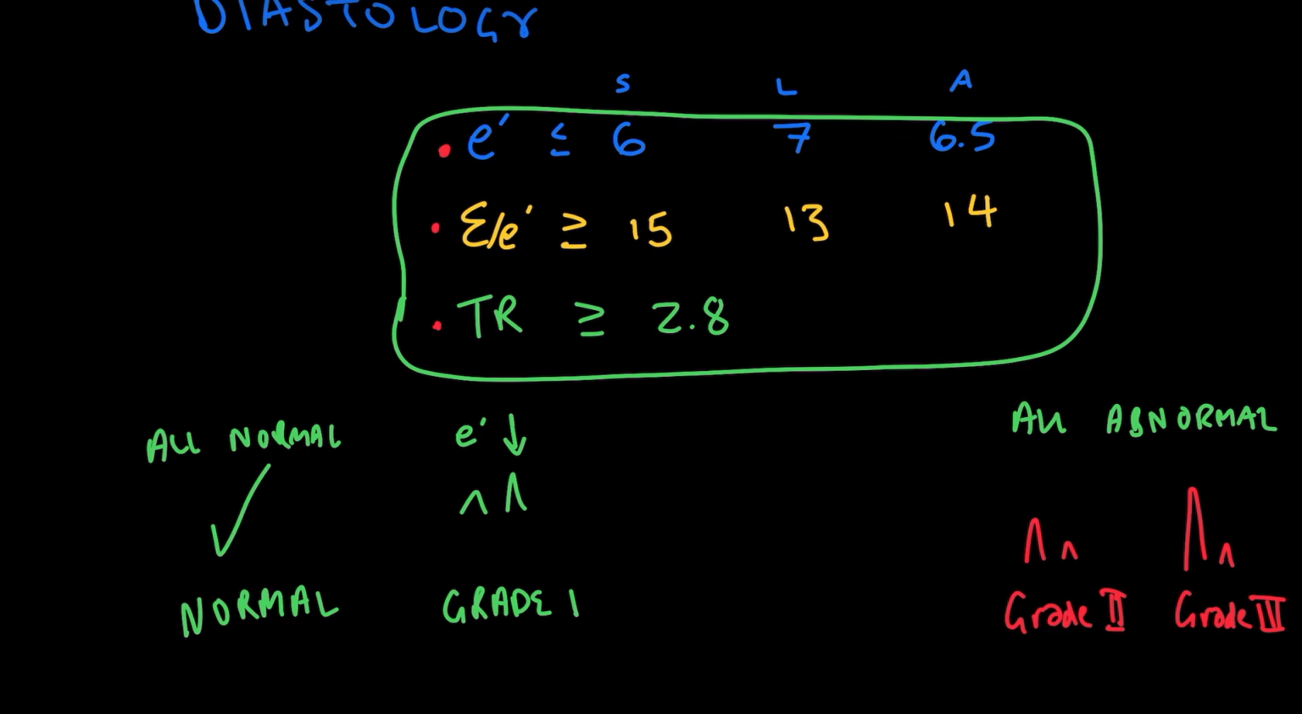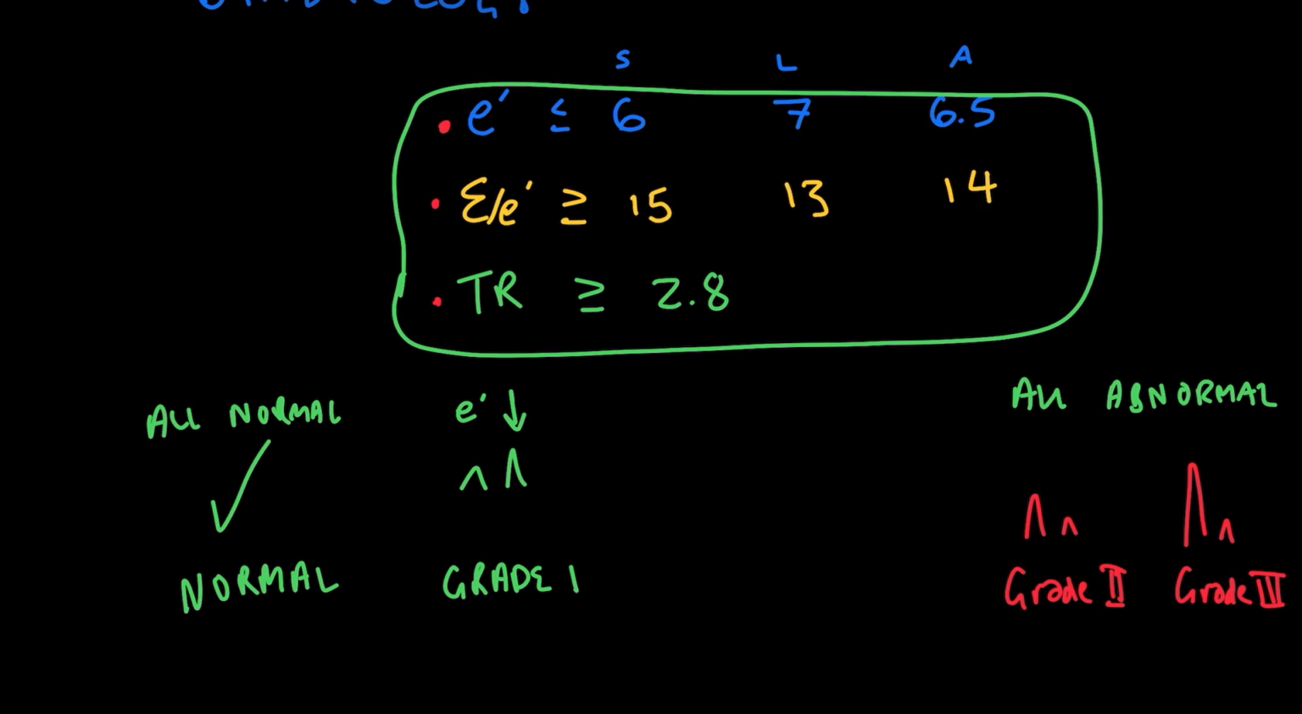Now, what if you have some other combination though? You have just E over E prime abnormal, or E prime and TR abnormal, or some combination. It's not all normal, it's not all abnormal, but one or two of these parameters is abnormal. I'm going to put this in parentheses here so we don't get confused by it. Then we look at additional parameters.